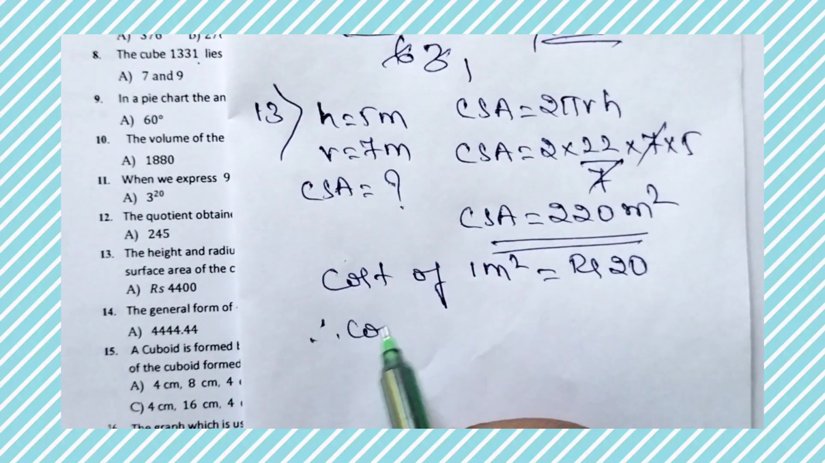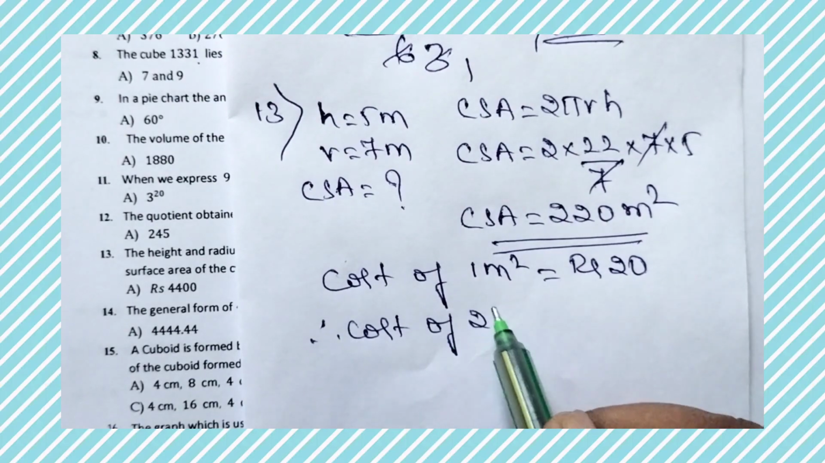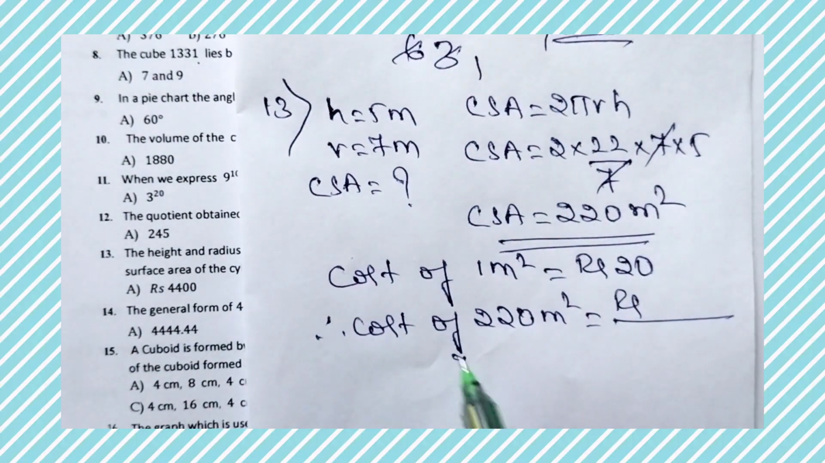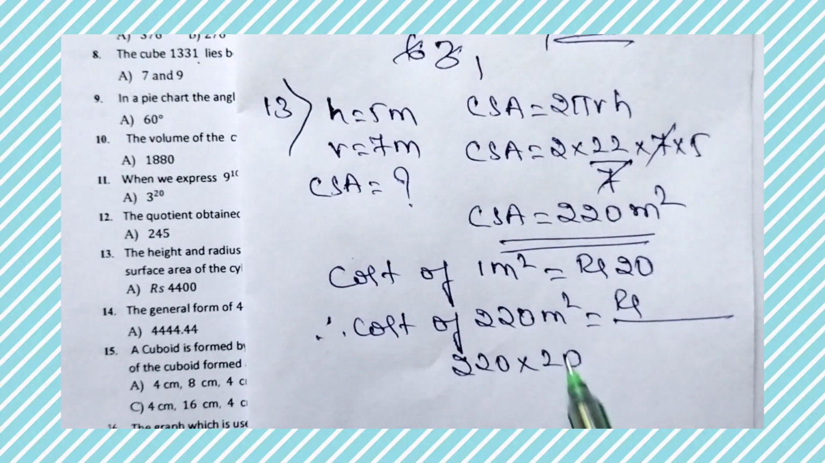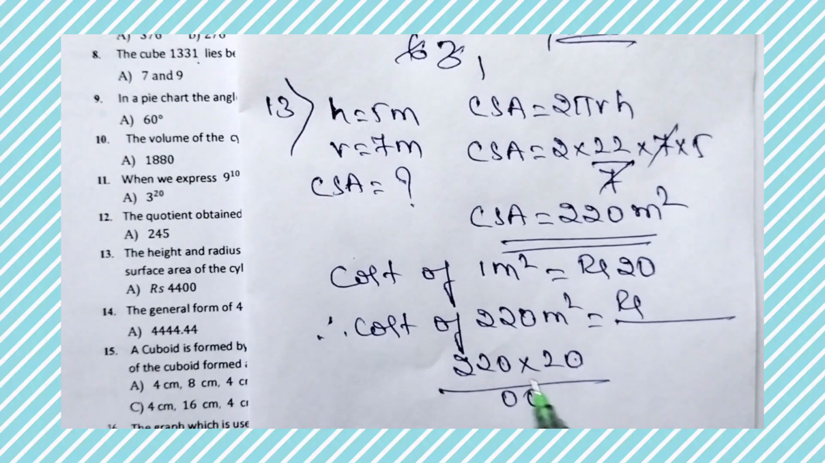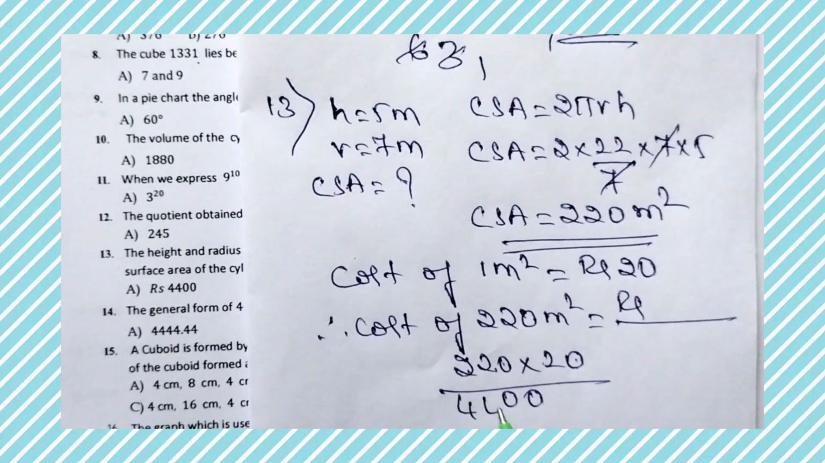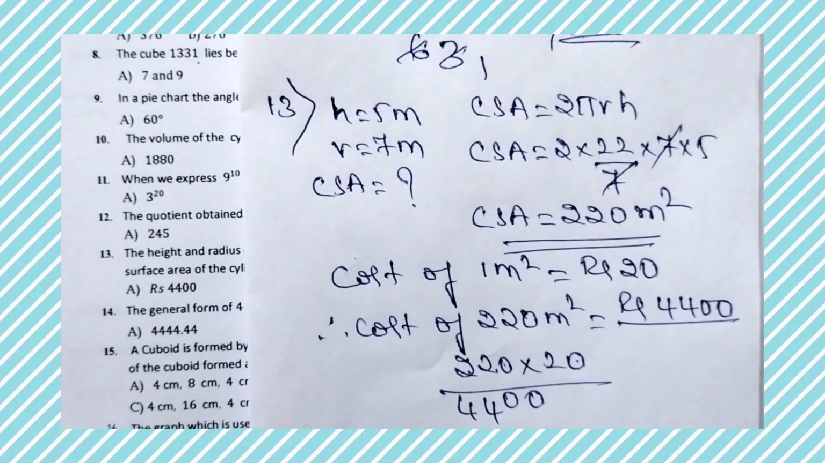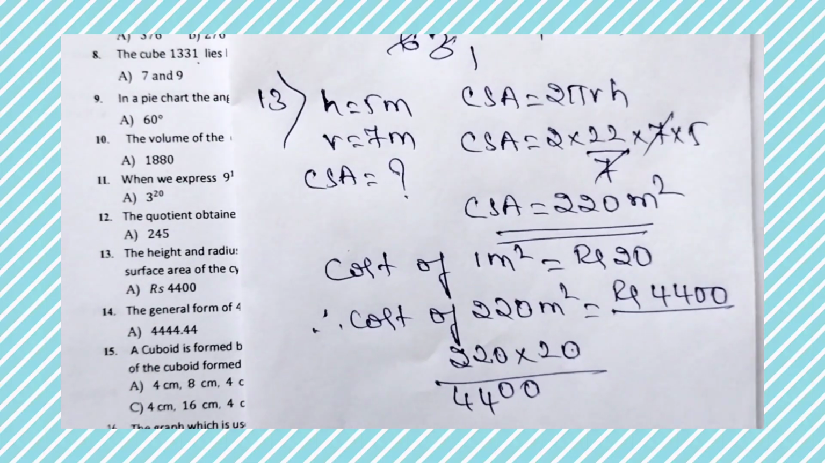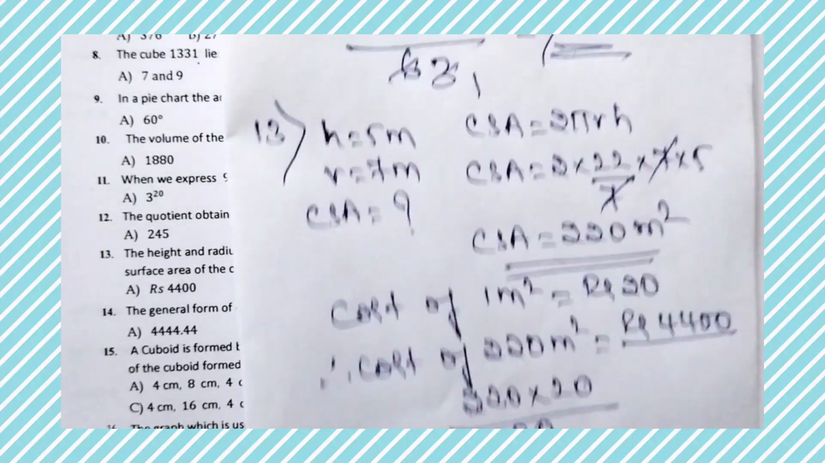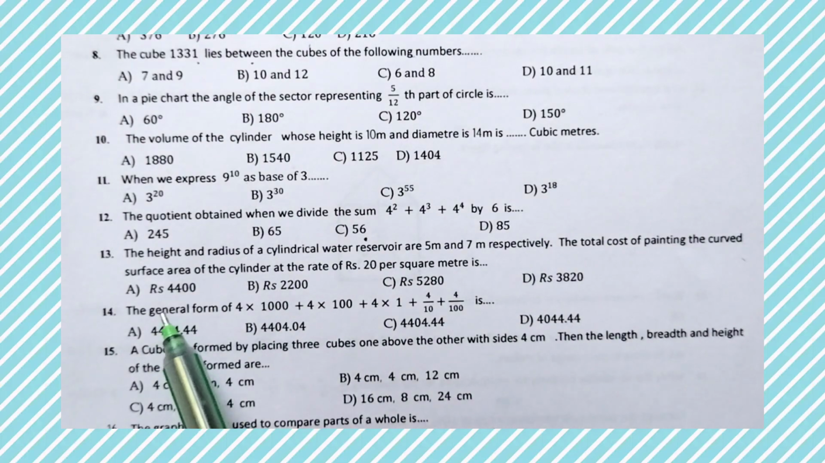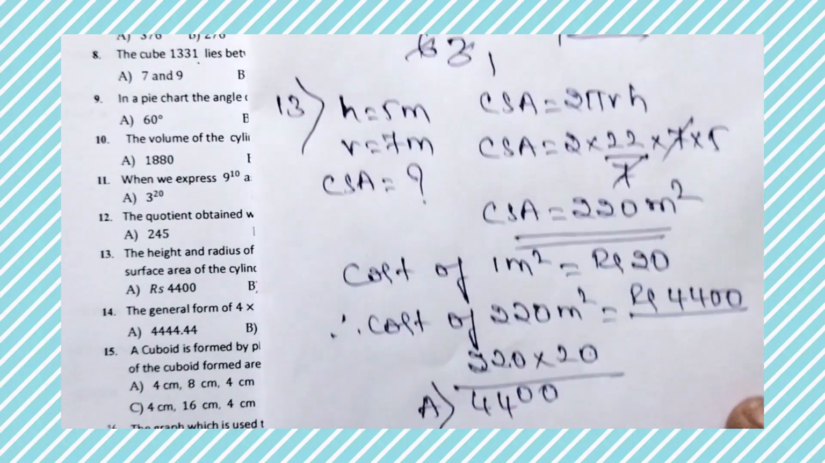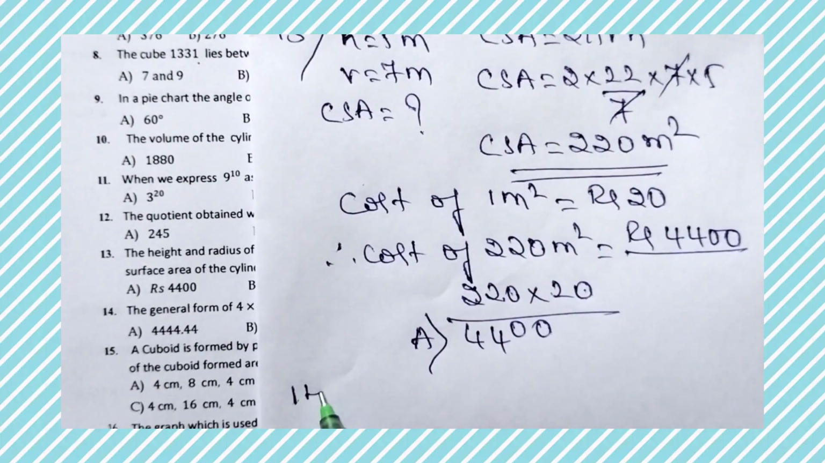Therefore, the cost of how many meter square did we get? Cost of 220 meter square is equal to dash rupees. So 220 should be multiplied by 20. The 2 zeros you keep as it is, 2 2s are 4, 2 2s become 44. Therefore the cost of painting 220 meter square is equal to 4,400. So where is it? Option A. Option A, 4,400 is the right answer.